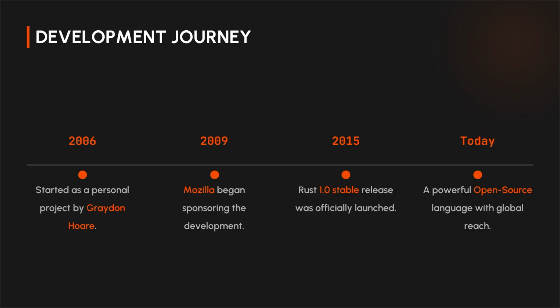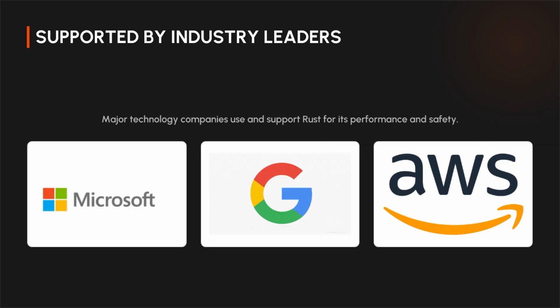Rust began in 2006 as a personal project by Graydon Hoare. Mozilla later supported its development and helped it grow into a powerful open source programming language. Today, major technology companies such as Microsoft, Google, Amazon Web Services, Mozilla, and many others use or support Rust because of its performance, reliability, and safety.